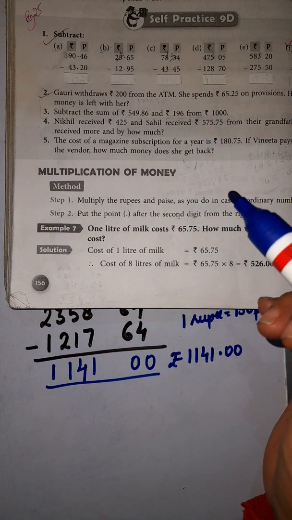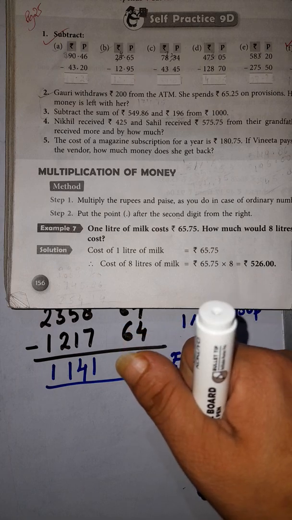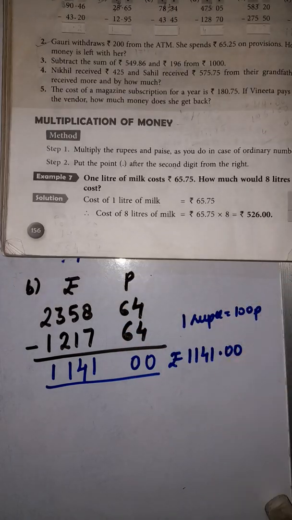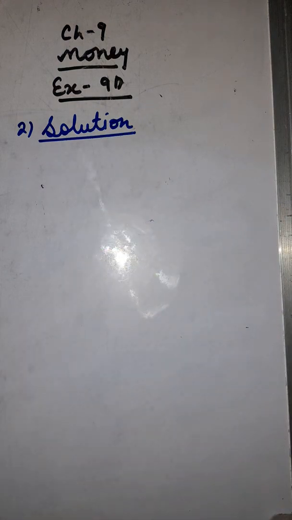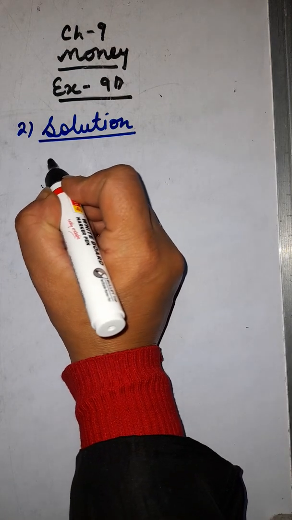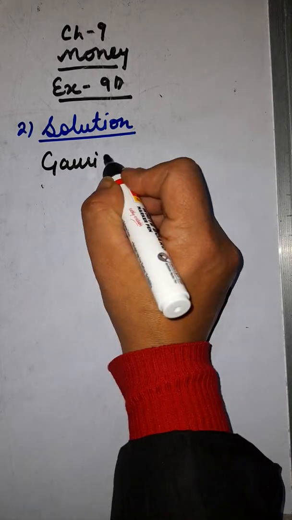Okay, so we'll solve this question here with a statement. Now we'll write here solution. So this is solution number 2. The first statement is Gauri withdraws. First statement we'll write here, Gauri withdraws.